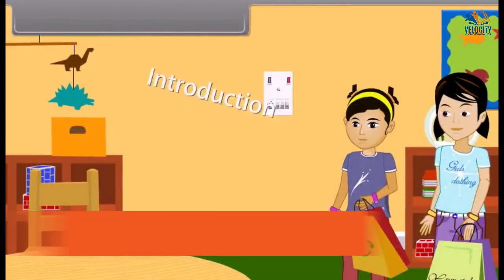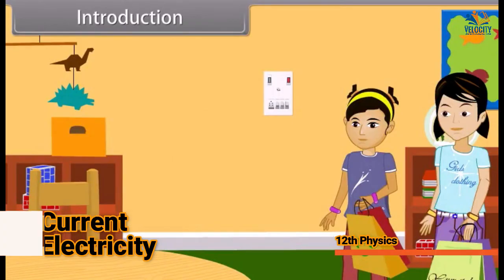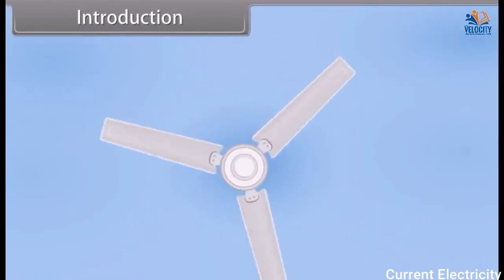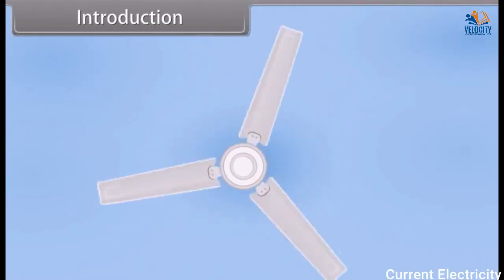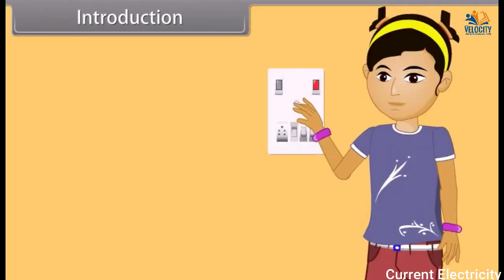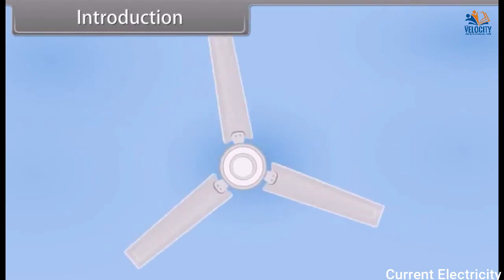Introduction. Today, Aarti and Rachna went to the market and then returned home. Aarti switched on the fan and the bulb. The fan was running at low speed, so Aarti rotated the regulator of the fan to its high speed.